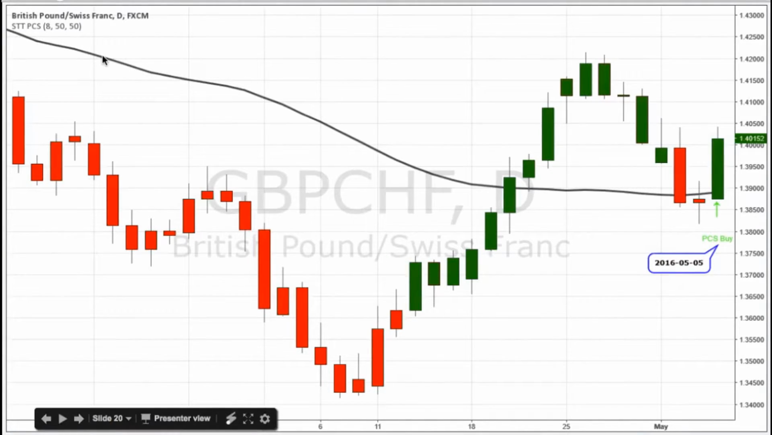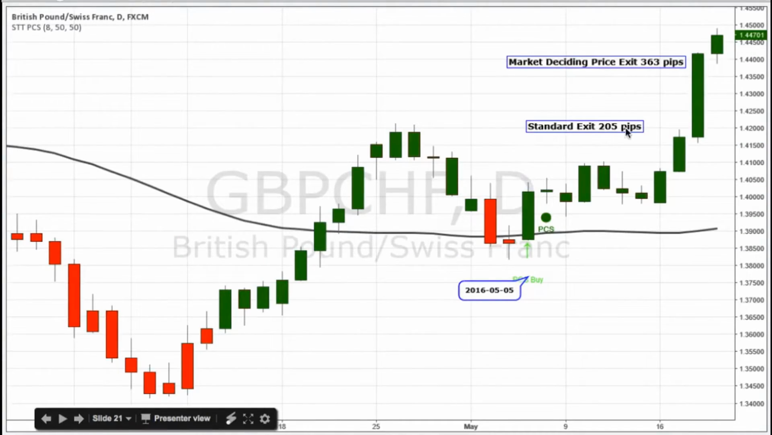This is the pullback candlestick strategy. So here's the buy sell line, and price is above the buy sell line, and the pullback candlestick strategy generated a setup on this candlestick. So here's the result. The standard exit was 205 pips, and the market deciding price exit was 363 pips.